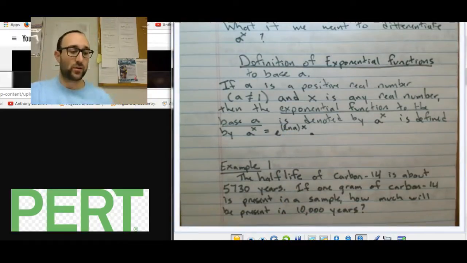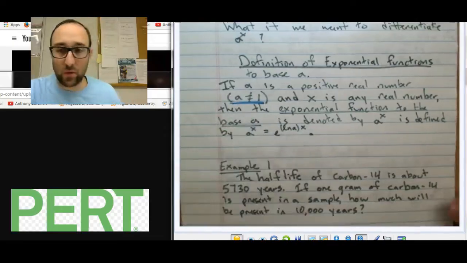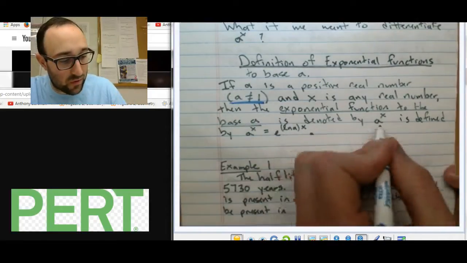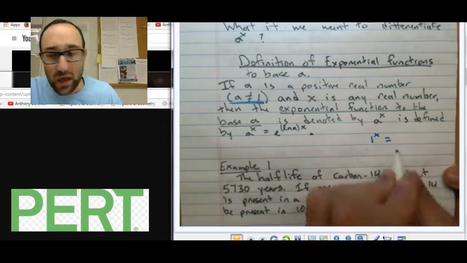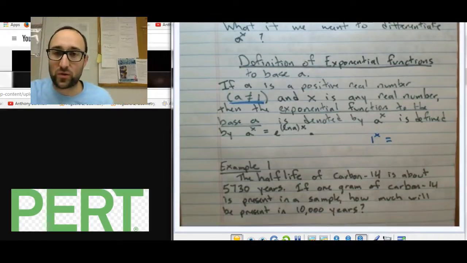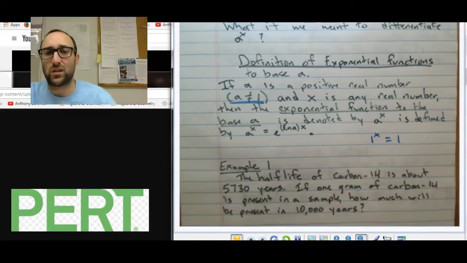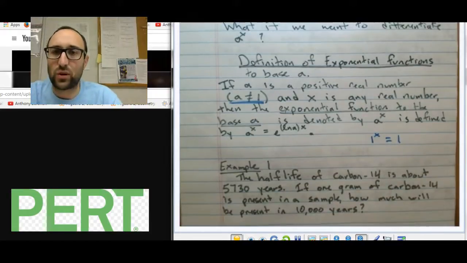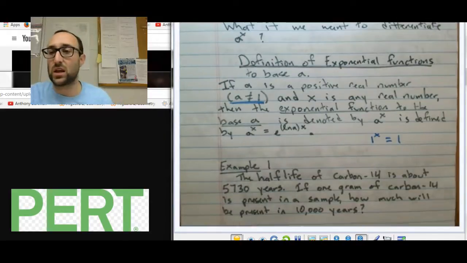Okay, so first question, why does a not equal 1? Well, if we have that, then we're going to rewrite this as 1 to the x, and 1 to any power, 1 to the first, 1 to the second, 1 to the 10th, 1 to the 100th, is always going to equal 1. So it makes it really a trivial case. It's just a line that's really boring and doesn't help, and who cares, right? But we do have to define it saying it does not equal 1.